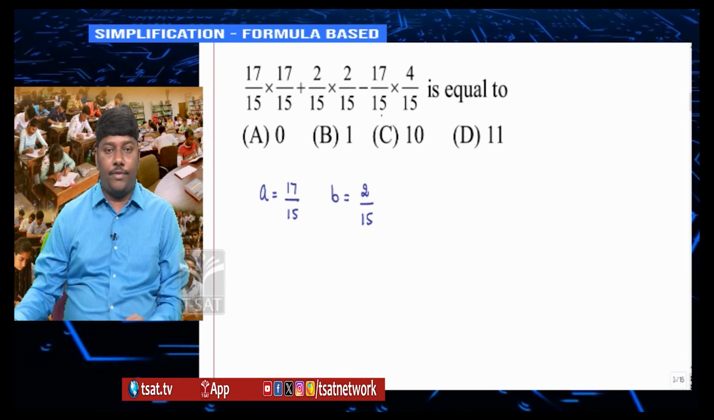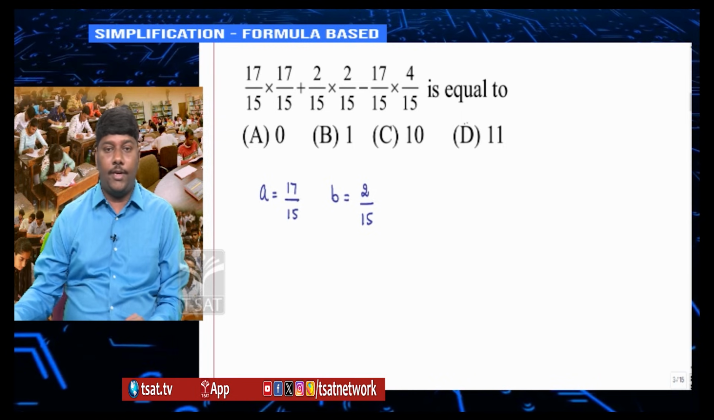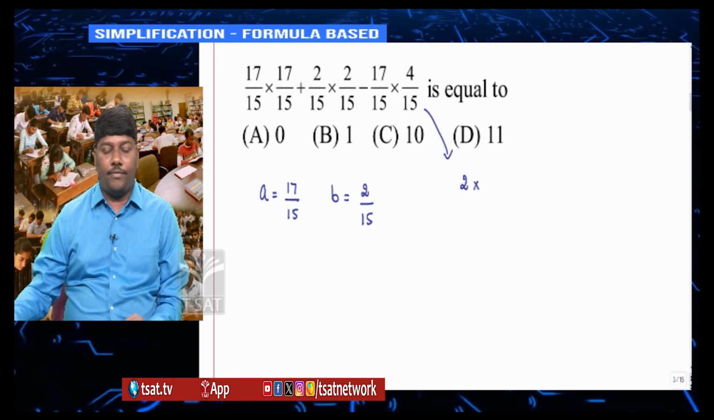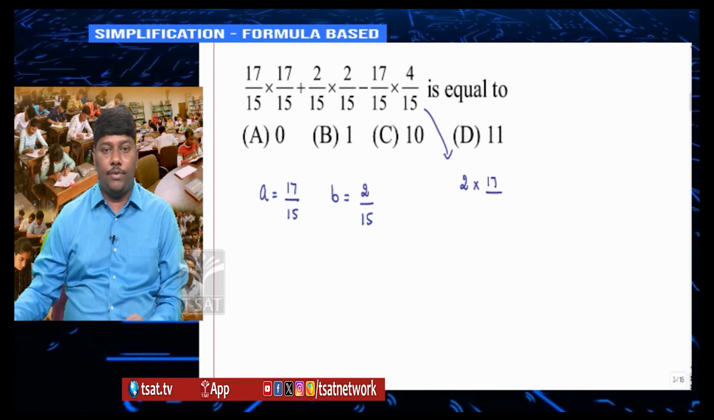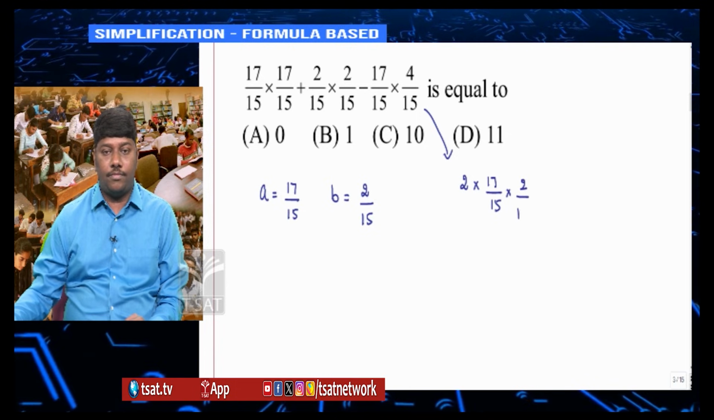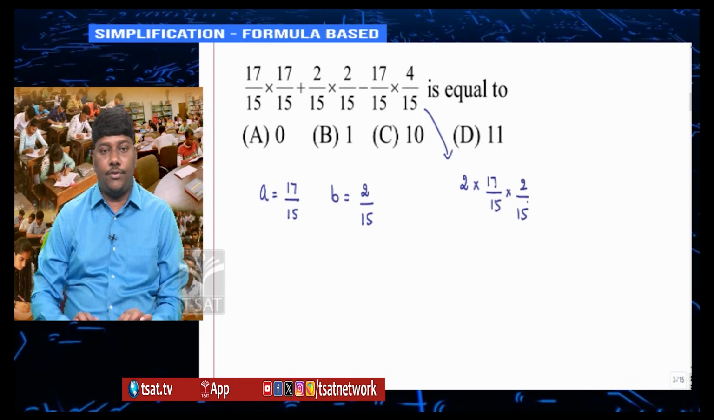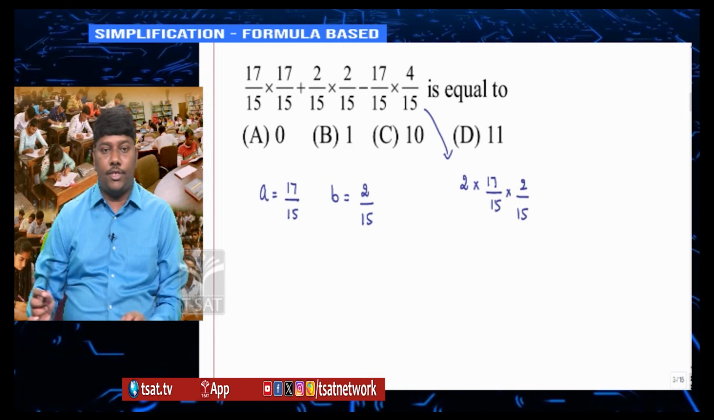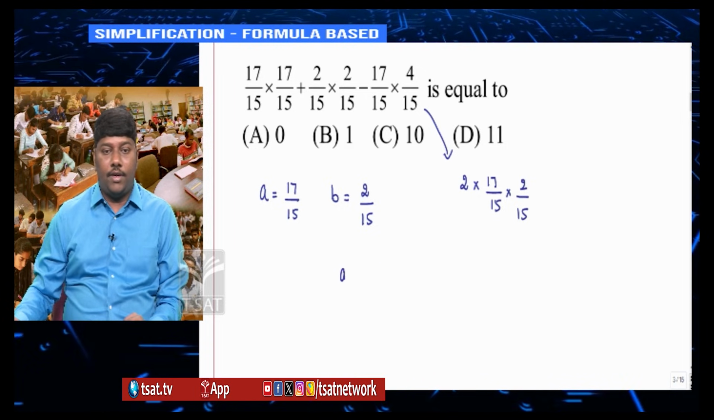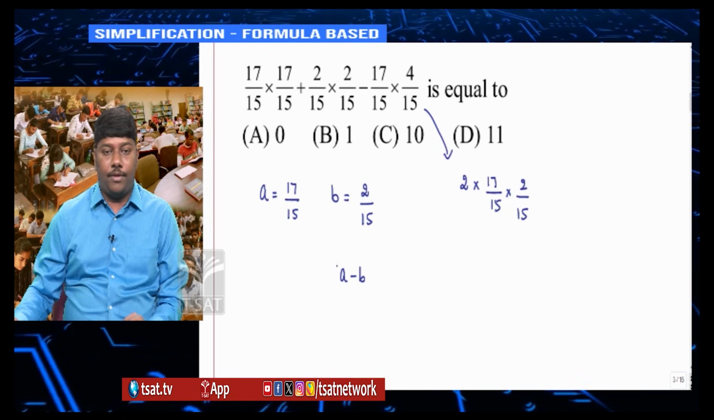Now 17/15 is your a. 4/15, how can I write this 4/15? This you can write as 2 into 2/15. So I am writing it as 2 into 17/15 into 2/15. So it's now simply based on a² + b² − 2ab. So what is a² + b² − 2ab? It's (a−b)².